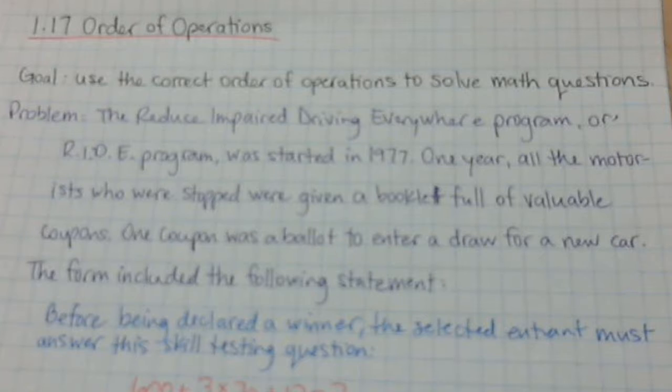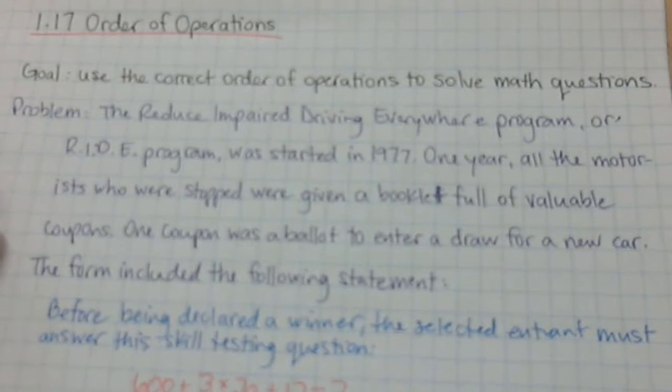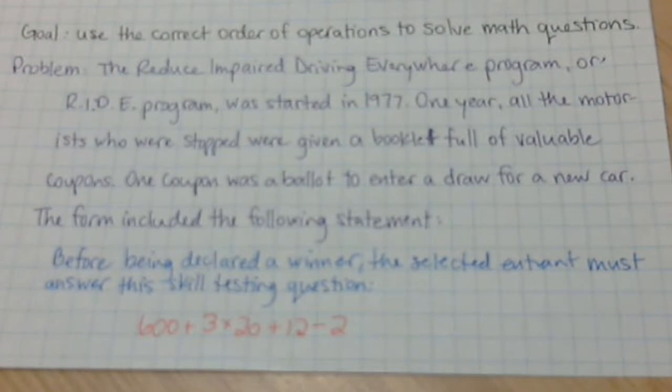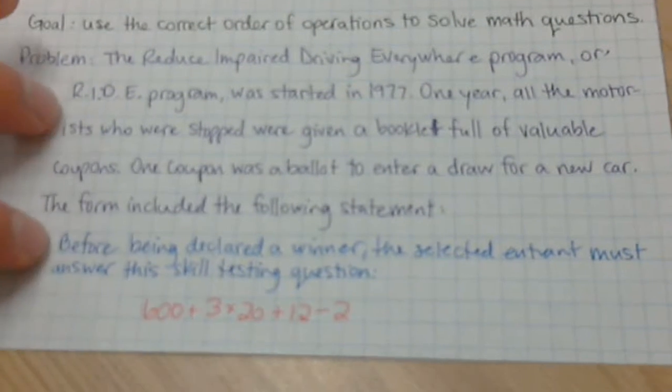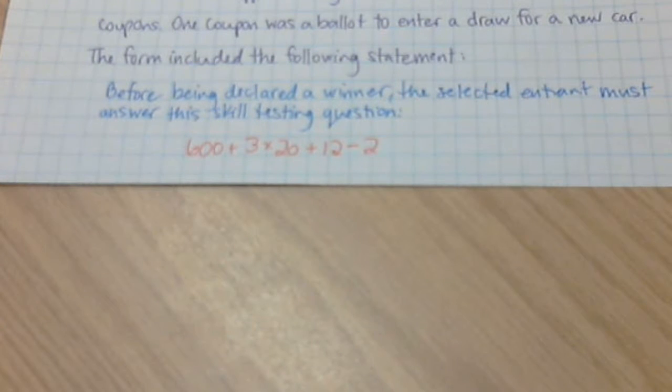I'm sure you have all been in the car and have gone through a RIDE program, and whoever was driving was asked by the police if they have been drinking or not. But it's been around since 1977. One year, all the motorists who were stopped were given a booklet full of valuable coupons. One of the coupons was a ballot to enter a draw for a new car. Now, the form included the following statement. Before being declared a winner, the selected entrant must answer this skill testing question. And the question is 600 plus 3 times 20 plus 12 minus 2.